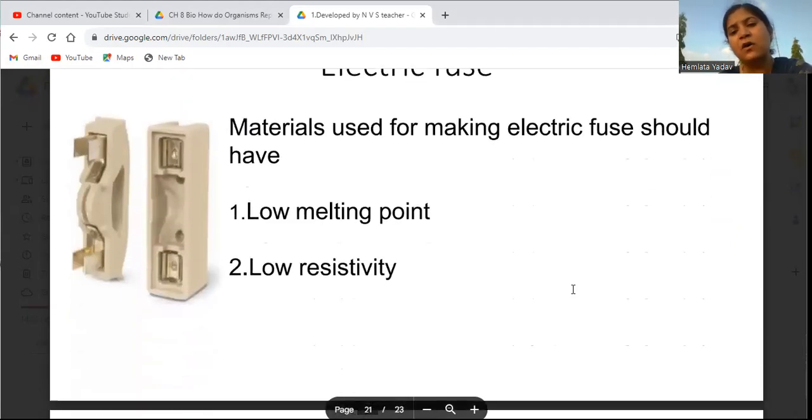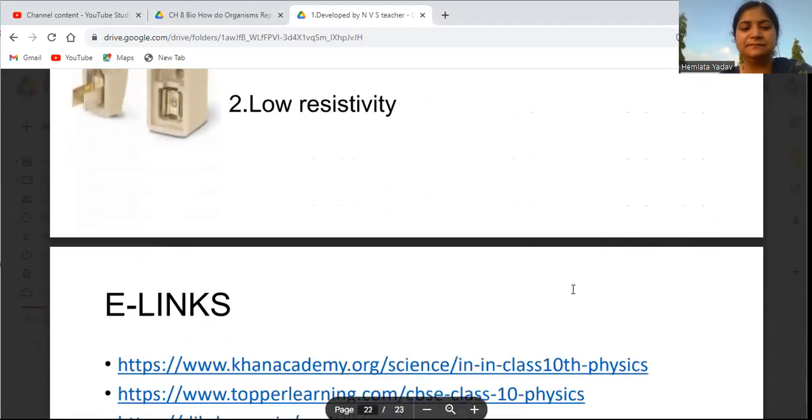An electric fuse should have a low melting point and low resistivity.